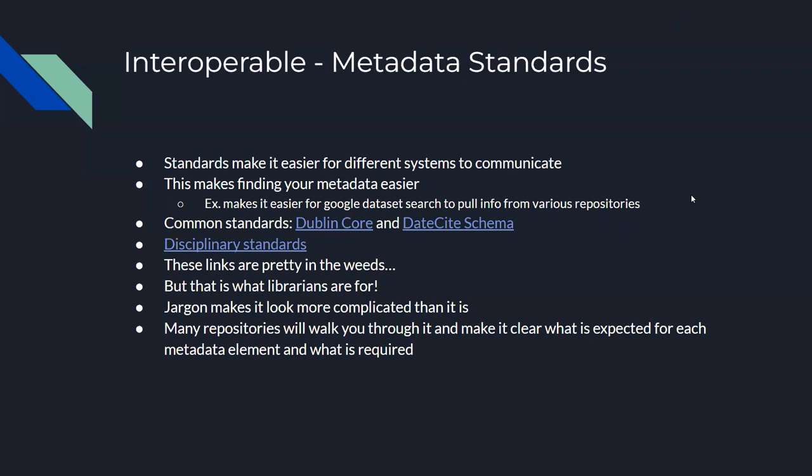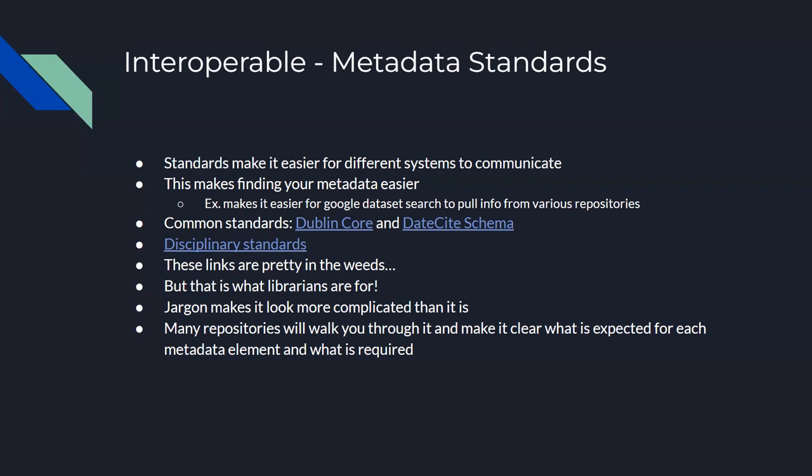The second part of making your data interoperable is using metadata standards. We were talking about metadata earlier, and metadata standards are just a standard way of labeling and describing your metadata and using your metadata that makes it easier for different systems to communicate. In particular, using good metadata standards will make it easier for other repositories to crawl for and identify your data. For example, Google Scholar and Google Dataset Search, using established metadata standards will help them find your data and make it more easily findable.